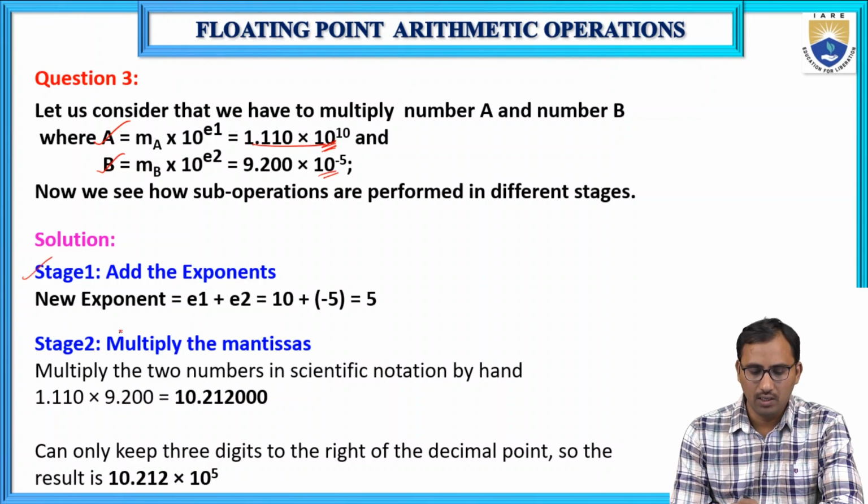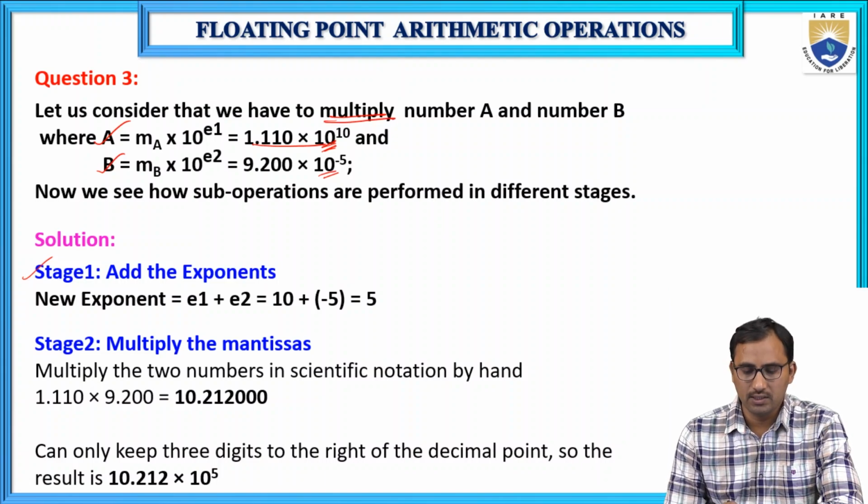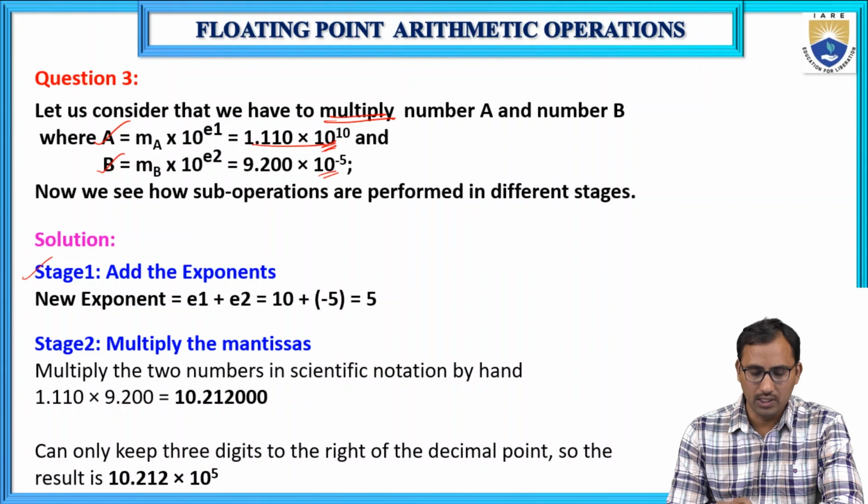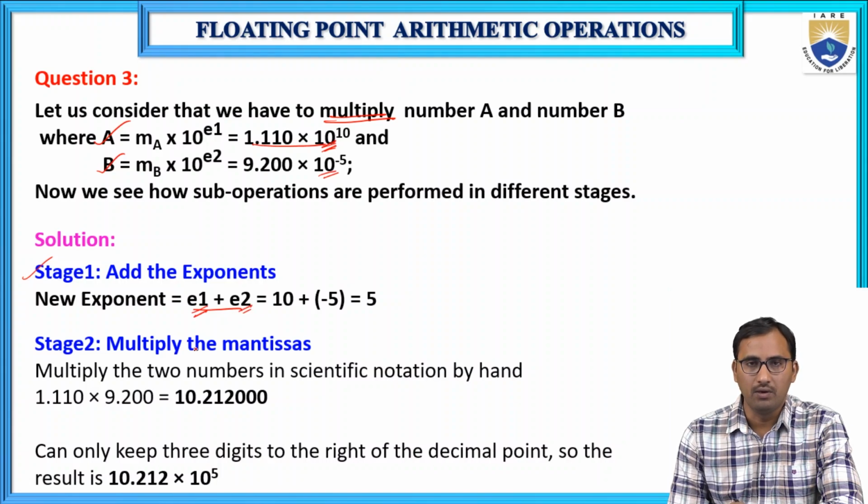During stage 1, we need to add the exponents because we are performing multiplication. In multiplication, the exponents get added. So the new exponent will be equal to the exponent of the first number plus the exponent of the second number. The exponent of the first number is 10 and the exponent of the second number is minus 5. So 10 plus minus 5 is equal to 5. That means the resultant exponent value would be 5.